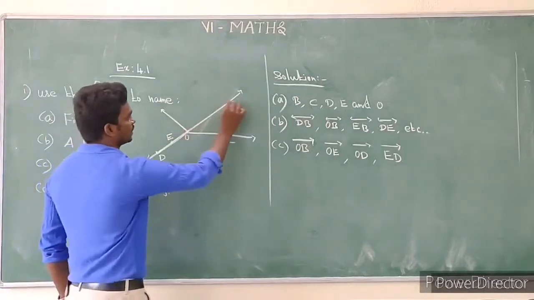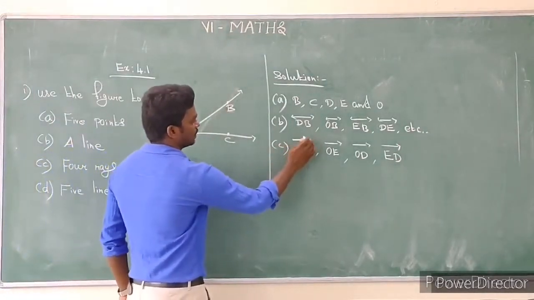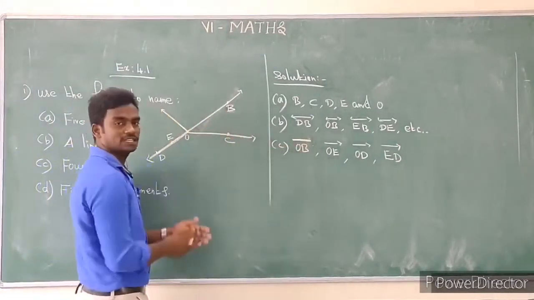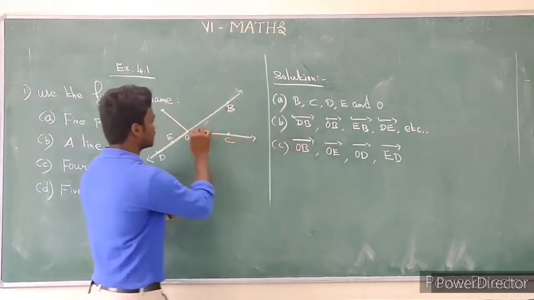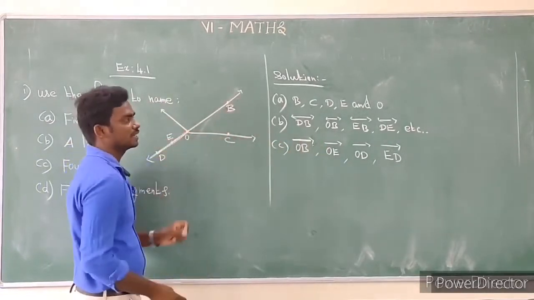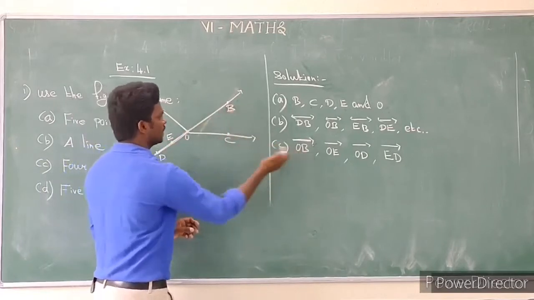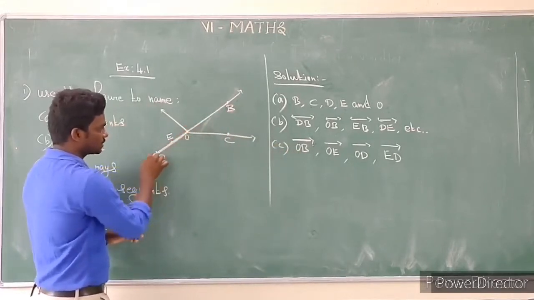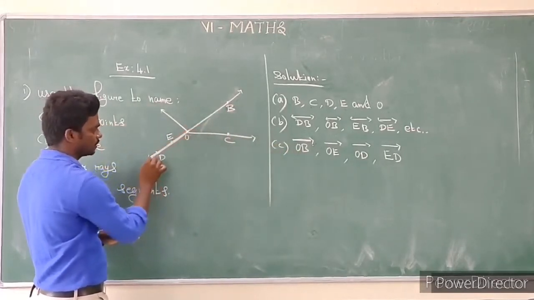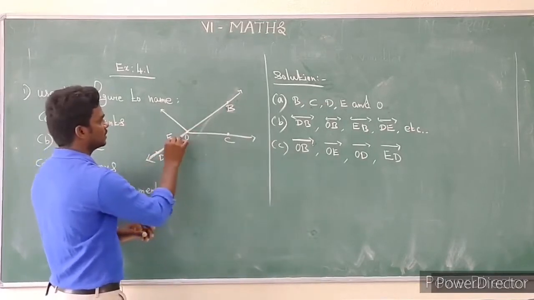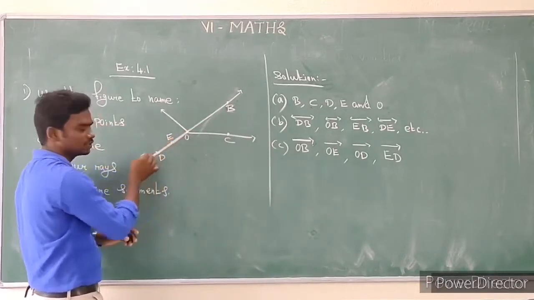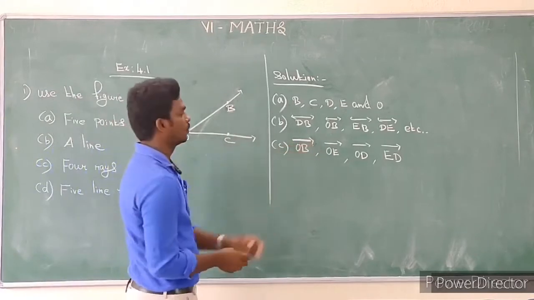So OB is a ray. We write OB with this symbol, whereas a line over OB means the line segment OB. This symbol means the starting point is O and it goes endlessly in the direction of B. So OB is a ray. OE is also a ray. Next OD, which also goes in one direction. Next ED, the starting point is E and it goes toward D in one direction. So these are the 4 rays.